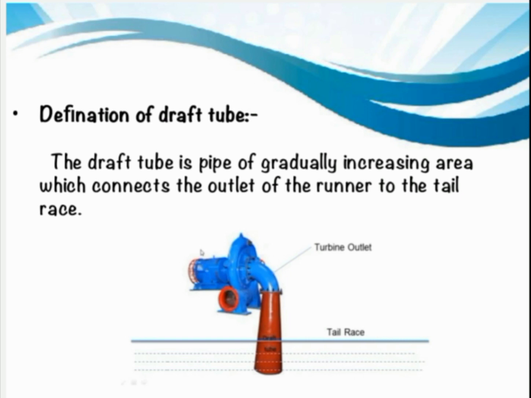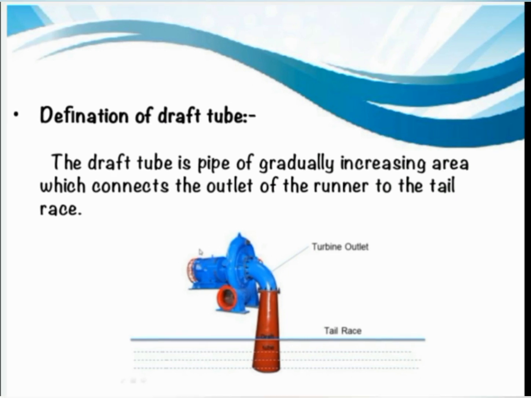Draft tube and its types. A draft tube is a device which connects the turbine outlet with the tail race. This red colored part is the draft tube, and it has a gradually increasing area, which means its area continuously increases. Definition of draft tube: the draft tube is a pipe of gradually increasing area which connects the outlet of the runner to the tail race.